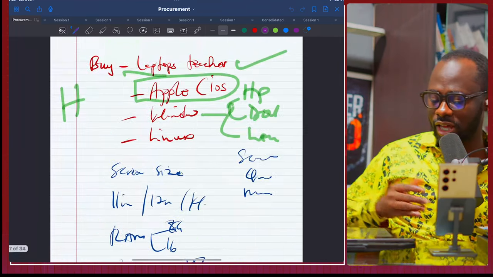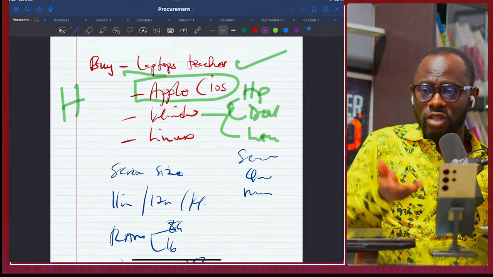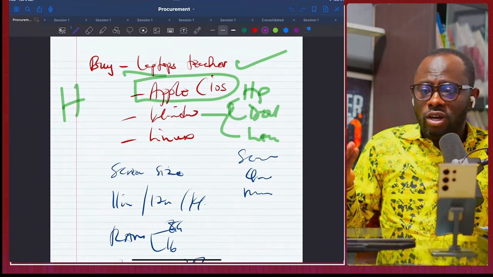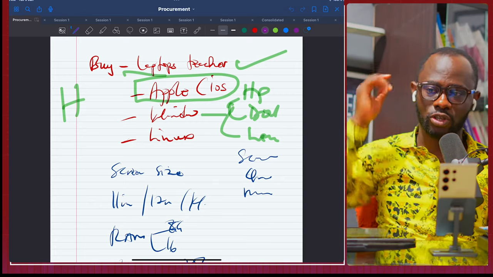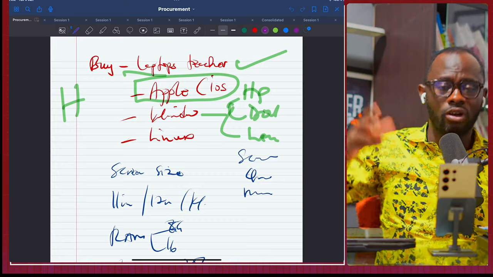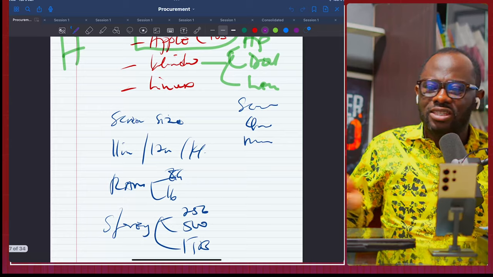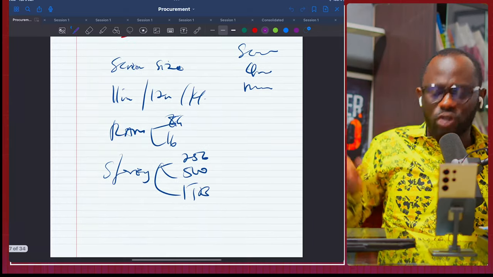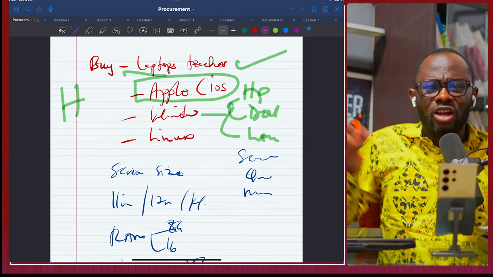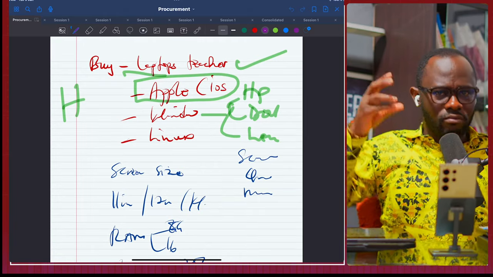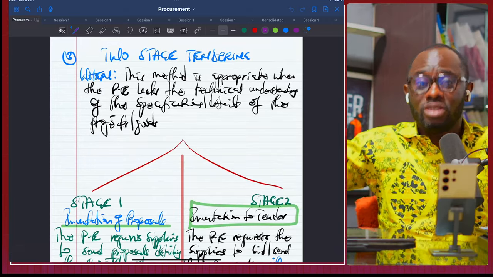So I give an example: let's say we want to buy a laptop and distribute the laptop to the teachers, and we don't know what kind of laptop we should use. Should it be an iOS laptop? Should it be a Windows laptop, or a Linux laptop? What should the screen size be? We don't know. What should the RAM be? What should the storage be? We don't know. If we want to go for Windows, what kind of Windows laptop should we go for? So the entity lacks the specification, but they want a laptop.